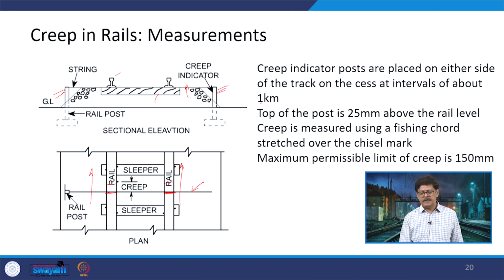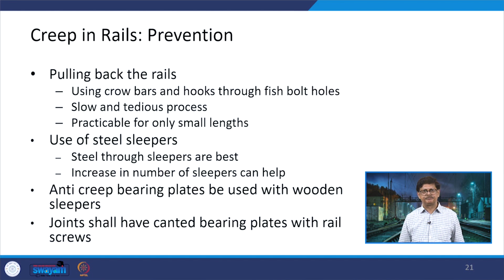And it is used at an interval of 1 kilometer in all those locations where they are supposed to have a creep. The top of the post is 25 mm above the rail level. The creep is measured using a fishing cord, which as I said is there, and it is stressed over the chisel mark which is made here. Then the maximum permissible limit of the creep is 150 mm. So that is the total value which can be there.